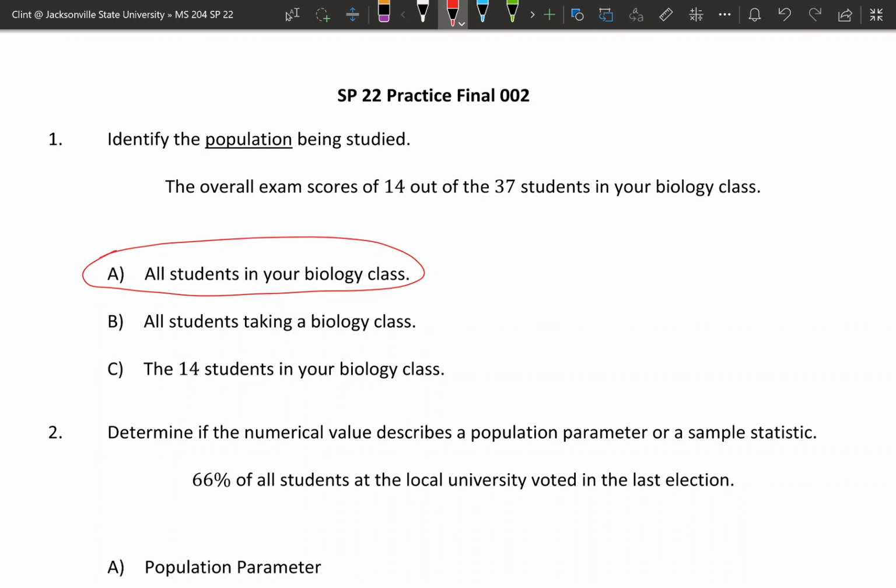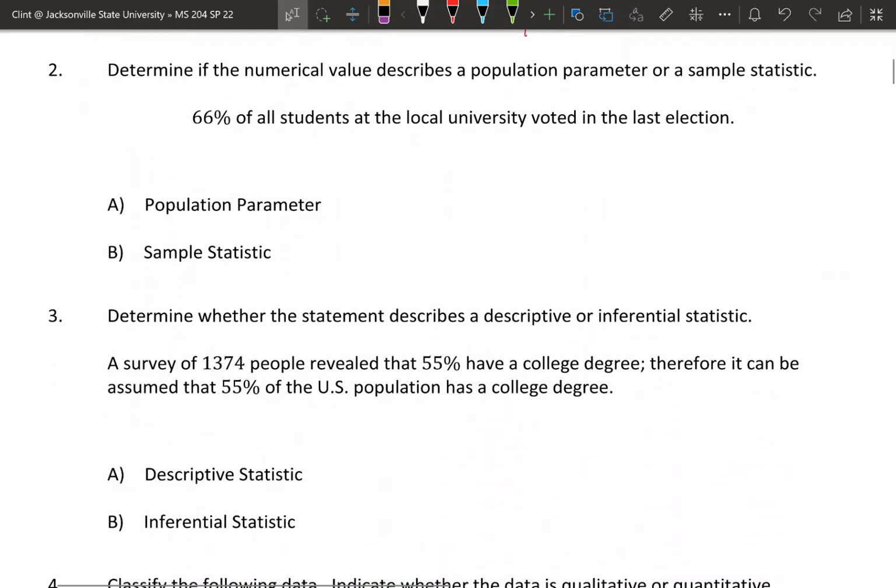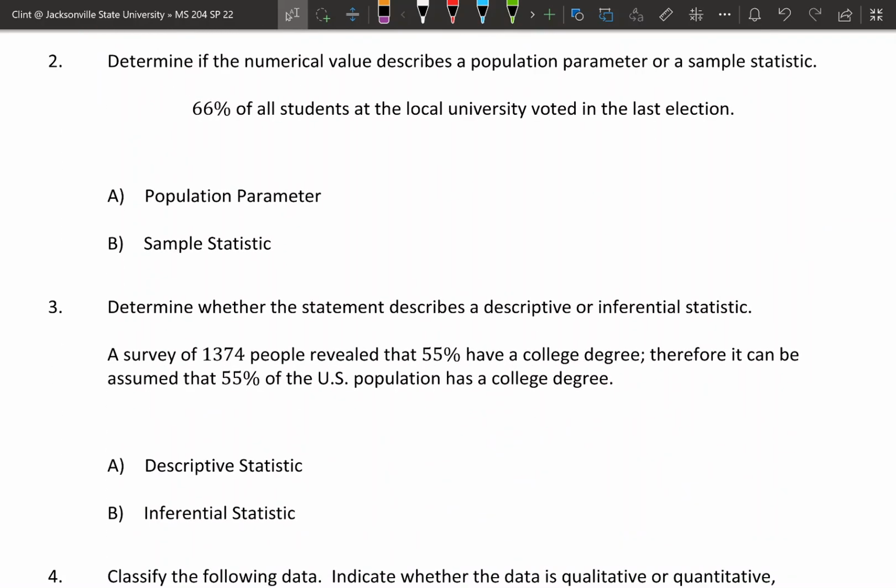It's not all students everywhere taking the biology class because that's just too big. Okay, our data is only coming from our biology class, and then it's not the 14 students because that would be a sample. Now that would be a sample. Part C there. Okay. If you have questions, just let me know. I'll be glad to stop.